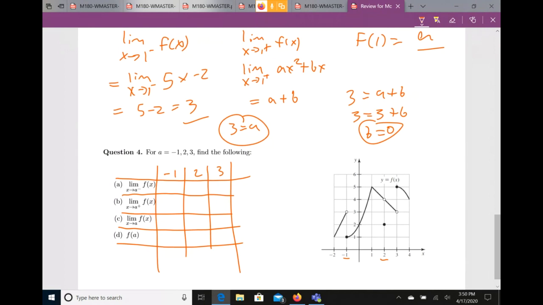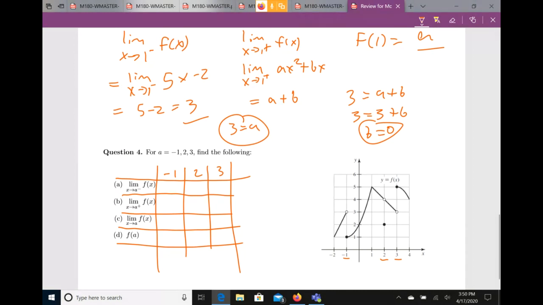2 and 3. So these are values we're substituting in for a: -1, 2, and 3. And we're doing that in a chart or a table here.